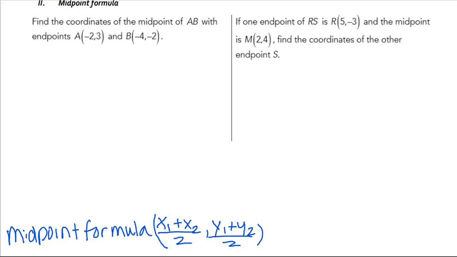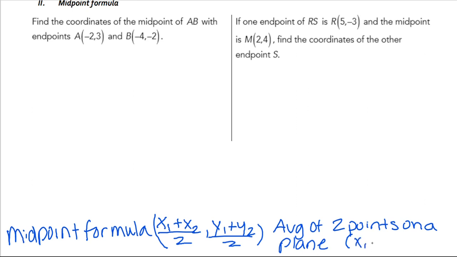Okay, we're going to talk a little bit about midpoint formula. Midpoint formula is, just so you know, going to be the average of 2 points on a plane. And the points, we call them x1, y1, and x2, y2. So we add x1 plus x2 and divide by 2, and the same thing with the y's. So let's look at an example.